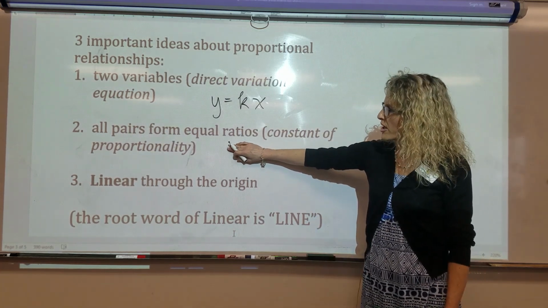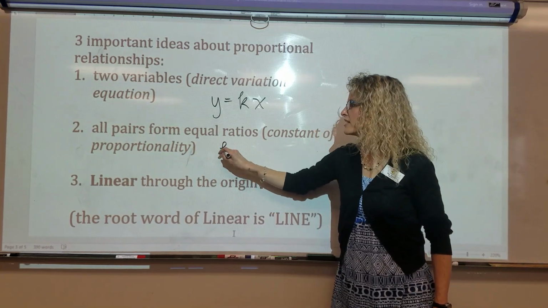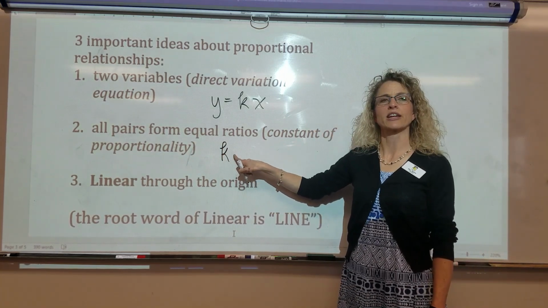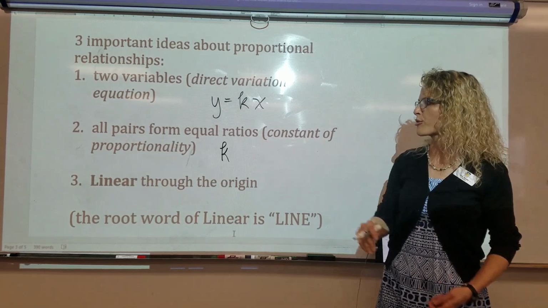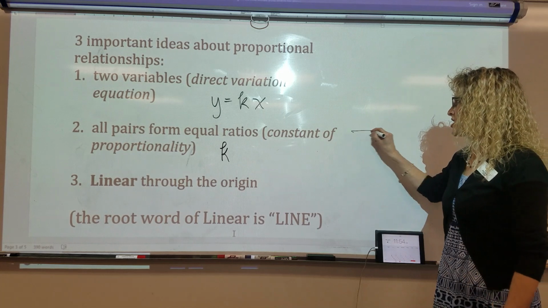Number 2, all pairs form equal ratios. That means you have a K, a constant of proportionality. What do you have? Get ready? Constant of proportionality.